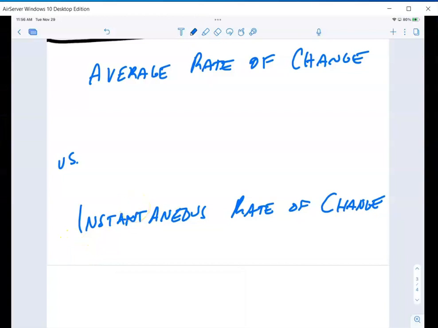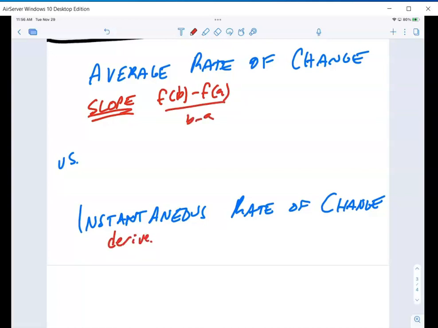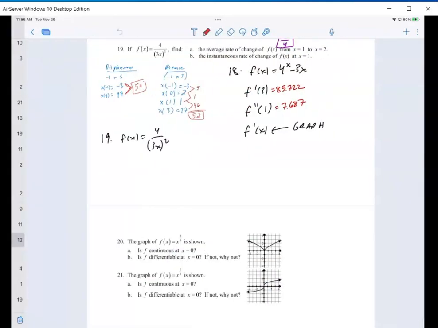Okay. You guys, an average rate of change is literally just a slope. You do f of b minus f of a over b minus a. The instantaneous rate of change is the actual derivative. All right. Okay. And you need to know the difference between those for sure. So let's go to number 19.